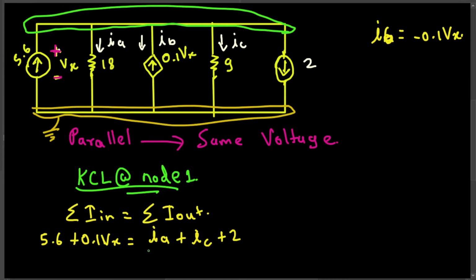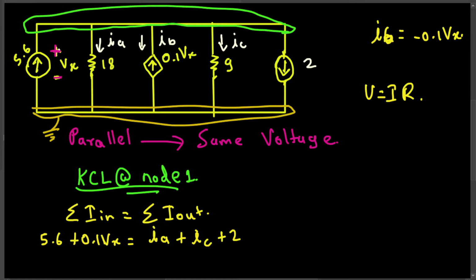Here, if you see, we have a lot of unknown variables: Vx unknown, IA unknown, IC unknown. We have 3 unknown variables. To simplify this into one unknown variable, we can apply Ohm's law. Ohm's law says that V is equal to I times R. Here we have an 18 ohm resistor and a 9 ohm resistor, and we know that the voltage across this circuit is going to be the same, since this is a parallel circuit.